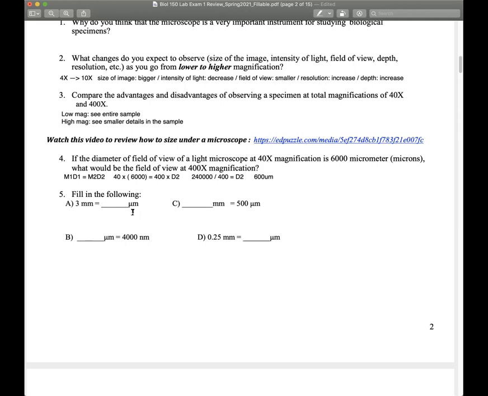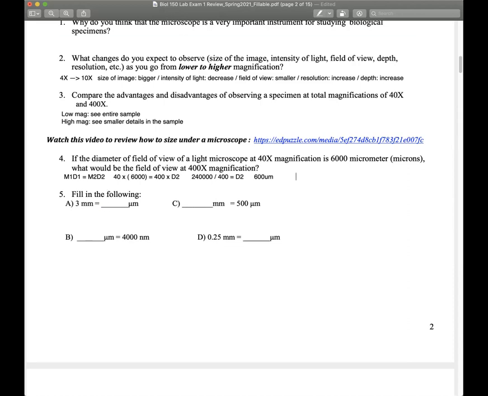So is a micrometer smaller or bigger than a millimeter? Smaller. Yeah. Exactly, so it's smaller. So if we're going into a smaller unit, we know we're going to have a larger number, basically.